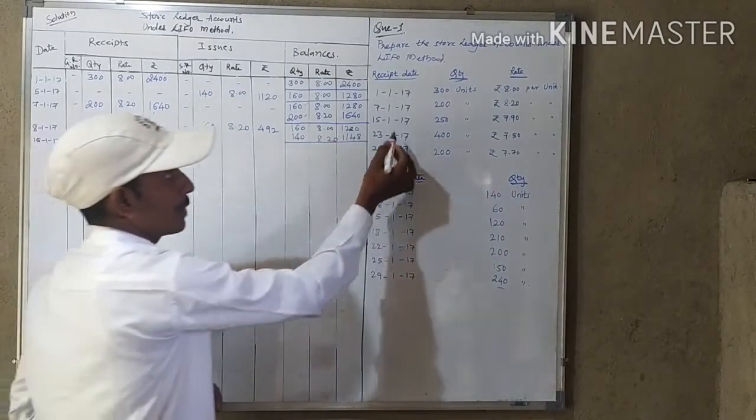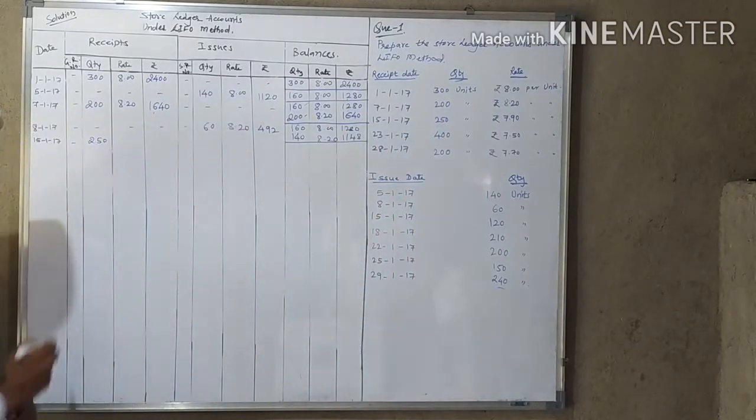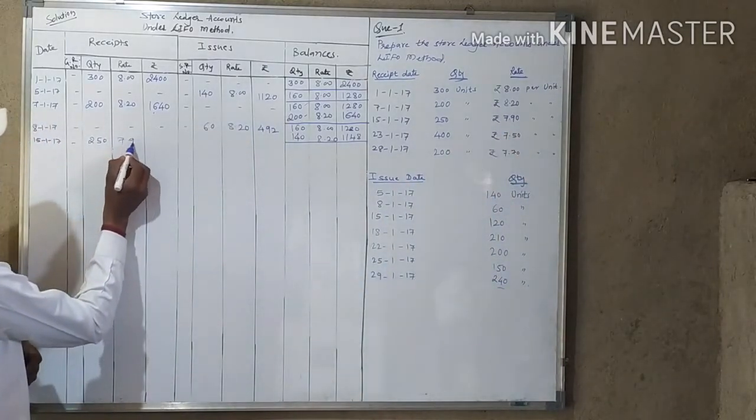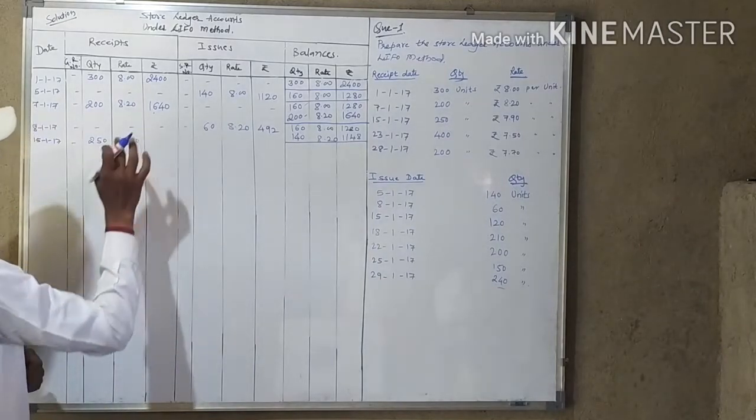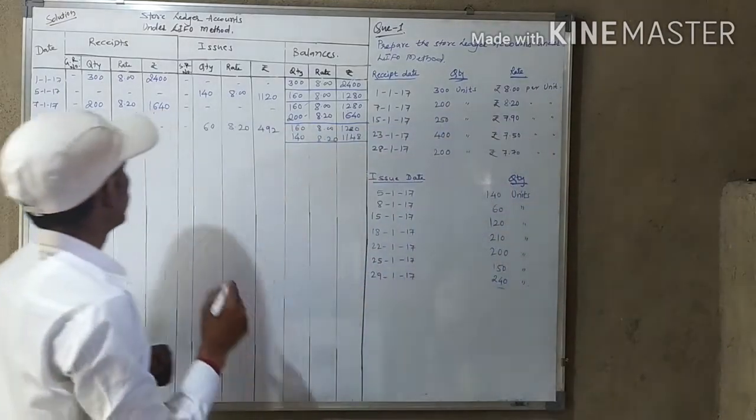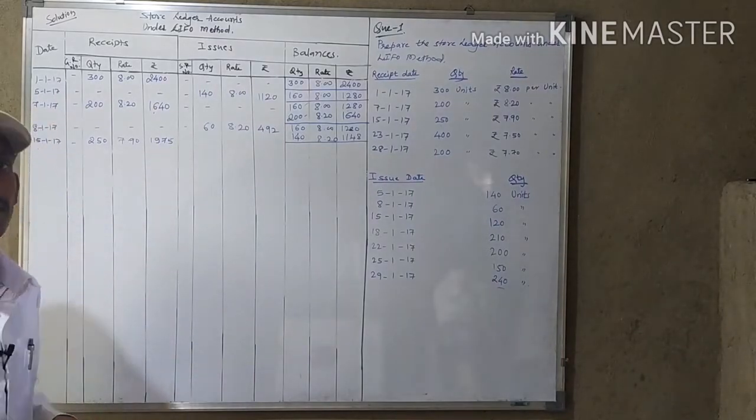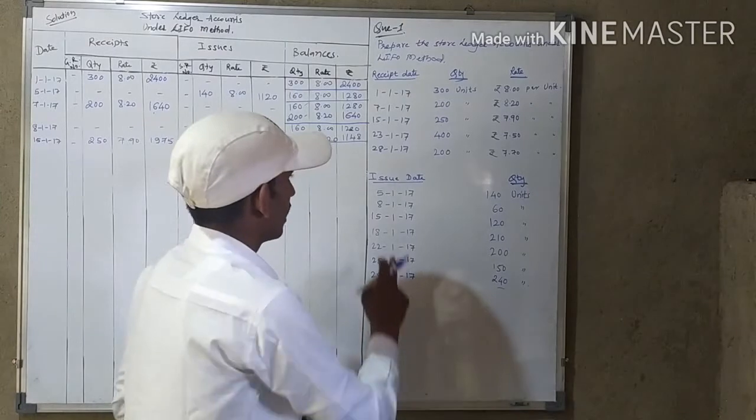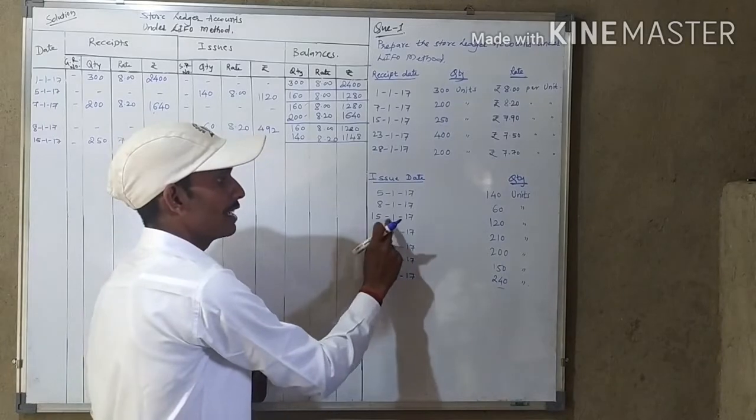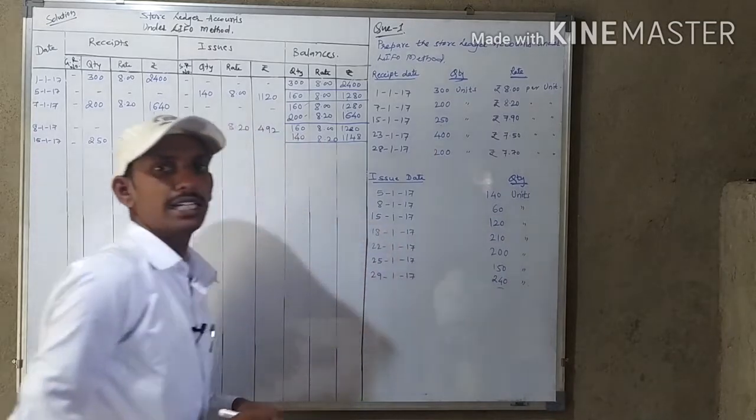How much quantity have you purchased on 15th January? 250 units are purchased. What is the rate per unit you have purchased? 7.90. Then you calculate the value, 250 into 7.90. So here you will get 1975. On the same day another transaction has happened, that is, an issue has taken place. On 15th January 2017 you have issued goods of 120 units.